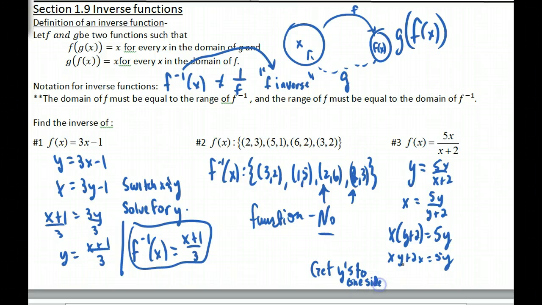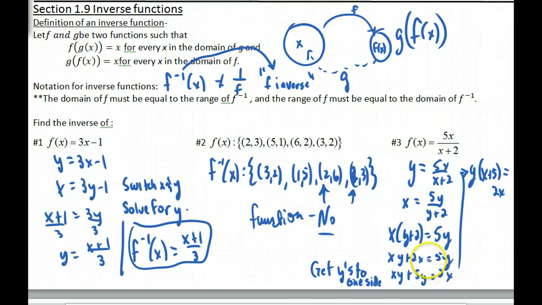So put all your y's on one side. So this would be xy plus 5y is equal to 2x. Some of you are going, okay, I think I know what to do now. And I'm going to go up here. See, y's in common. I can factor it out. So then this would be y times (x plus 5) is equal to 2x.